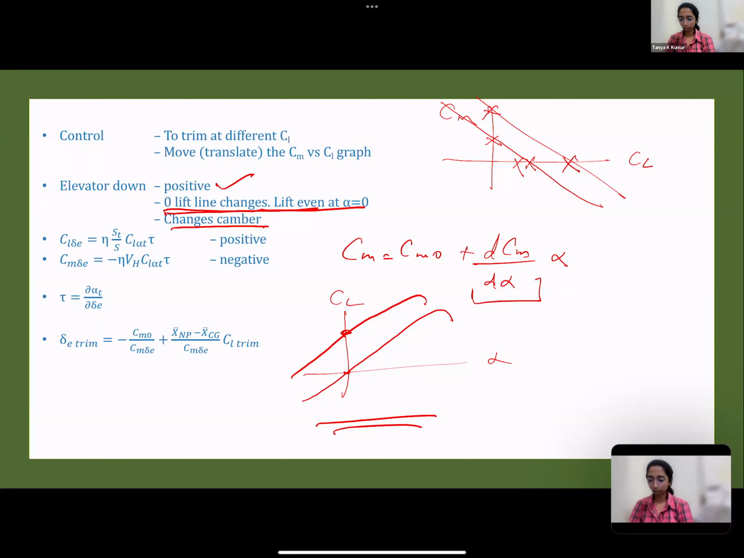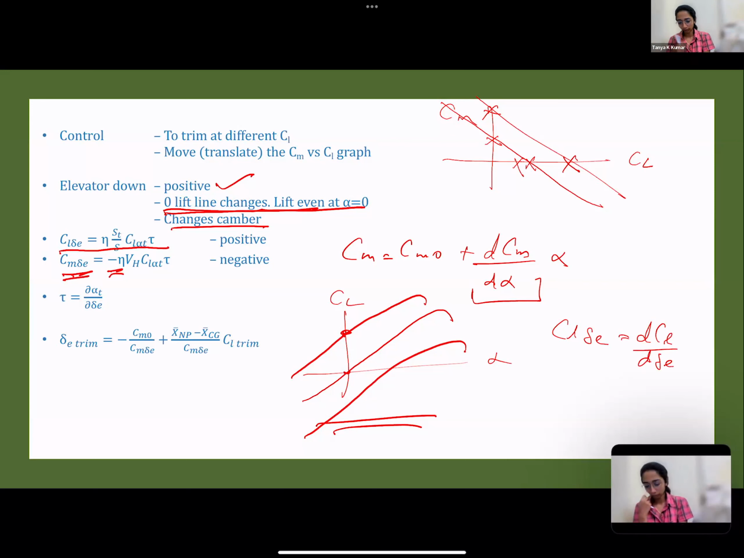Now, when I decrease the camber, what happens? The line shifts down. Your CL naught becomes negative. When I deflect the elevator down, the lift generated is positive. So your CL delta E is nothing but dCL by d delta E. For a positive delta E, dCL is positive. For a positive delta E, dCm is negative, which is why this is negative.